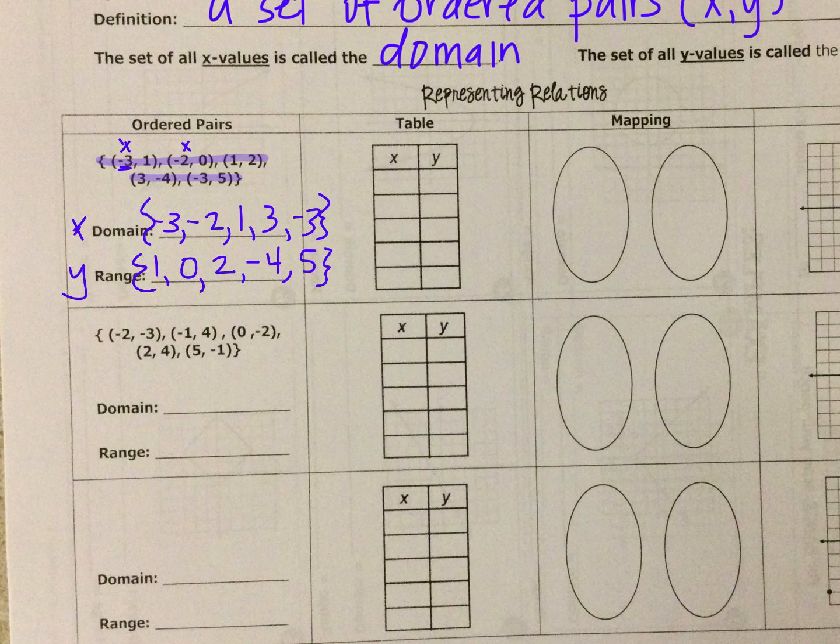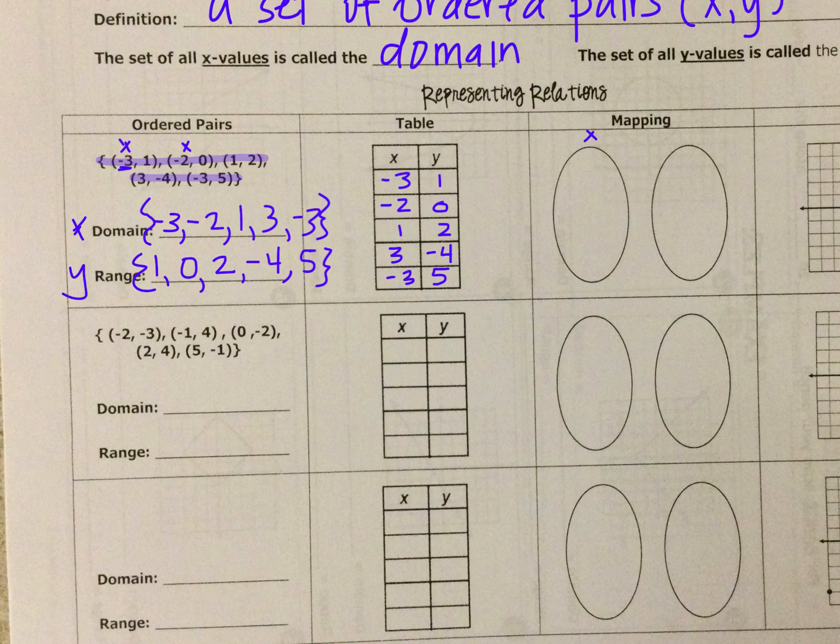I'm going to rewrite it, and I'm just going to put it into a table. So, I'm just going to list all. So, -3, 1. I just have to make sure he's across from his partner in parentheses, okay? So -3, 1, -2, 0, 1, 2, 3, -4, and -3, 5.